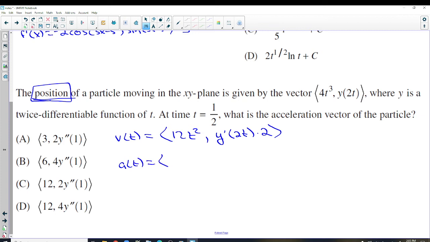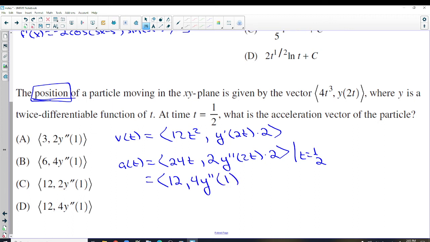The acceleration is going to be 24t. And then the best we can do is constants tag along. Derivative of the outside, leave the inside alone, and then times the derivative of the inside. So there's the chain rule again, except now we're calling it the second derivative. They want this evaluated when t is equal to 1/2. So that's 12 comma 4 second derivative of 1, because half of 2 is 1. And that's actually right there. Clever little way to ask this.